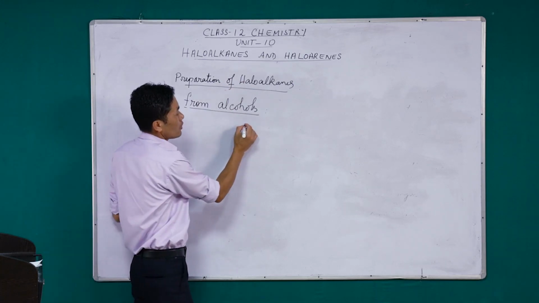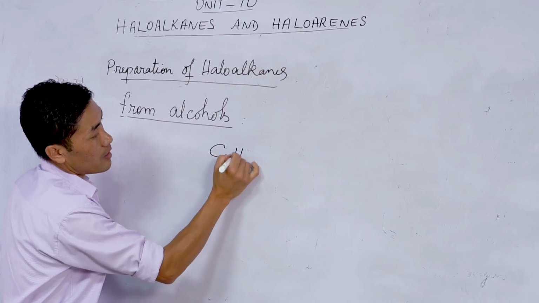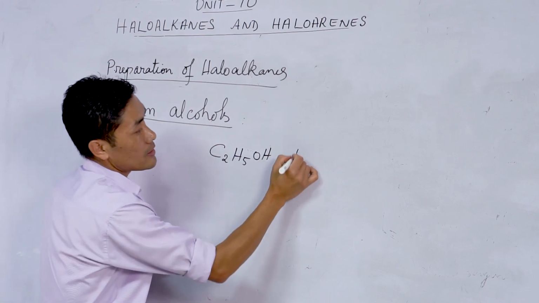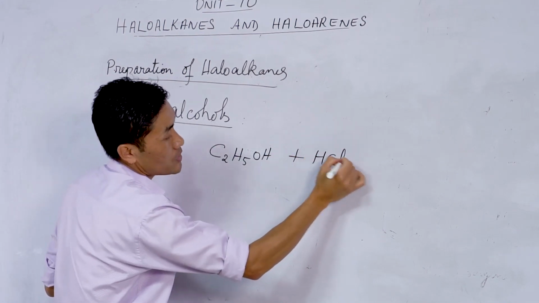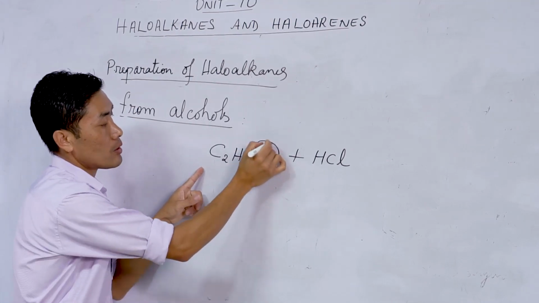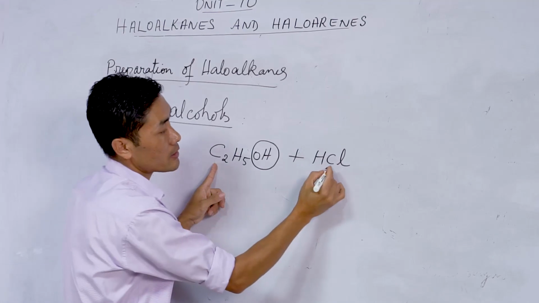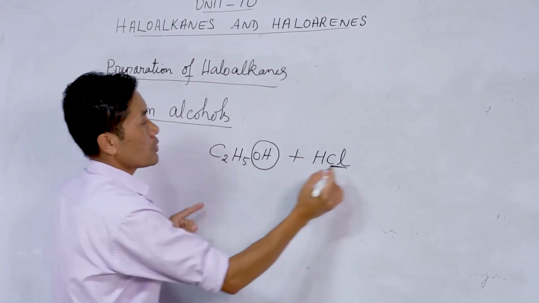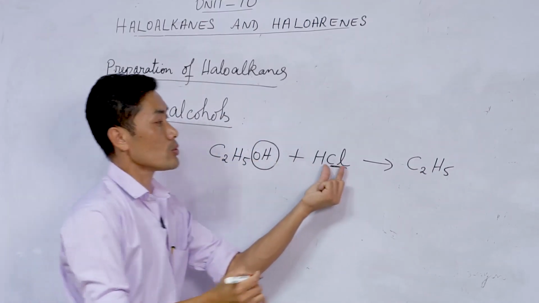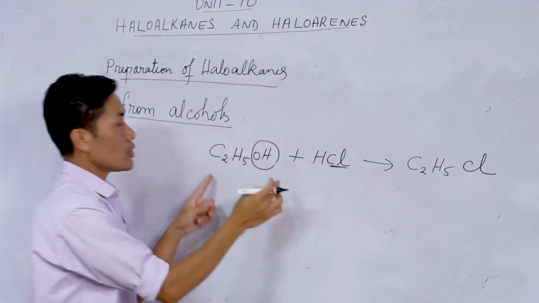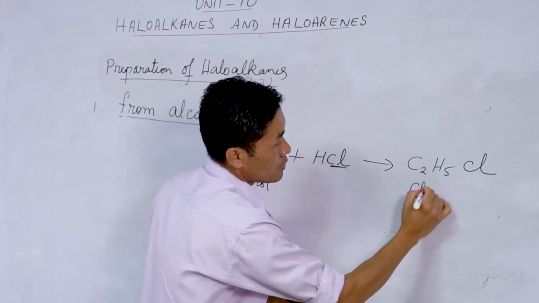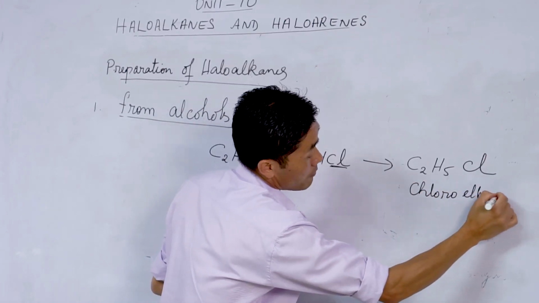For example, if we have ethanol, an alcohol, we treat this with a halogen acid like HCl. What happens is this OH group of the alcohol is replaced by the halogen from the acid. So we get C2H5, and in place of OH now Cl comes. Therefore, ethanol gets converted to chloroethane.